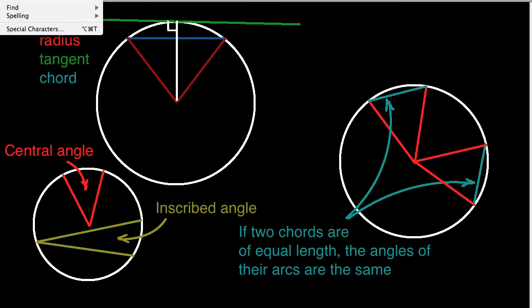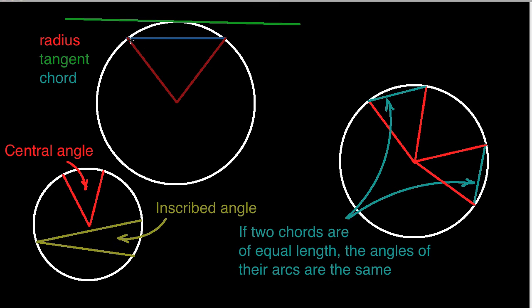Now, it's also true that if we look at the line which goes from one point on the circle across the inside of the circle to another point on the circle, we call that line the chord of the circle. So, three critical lines that we draw inside a circle. The red is the radius, the green is the tangent, and the blue one is the chord.